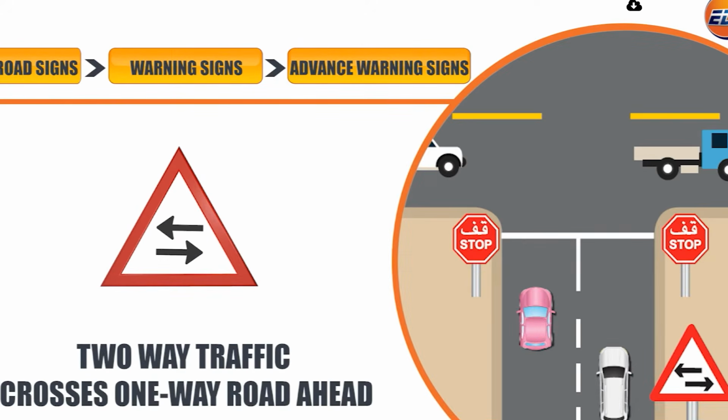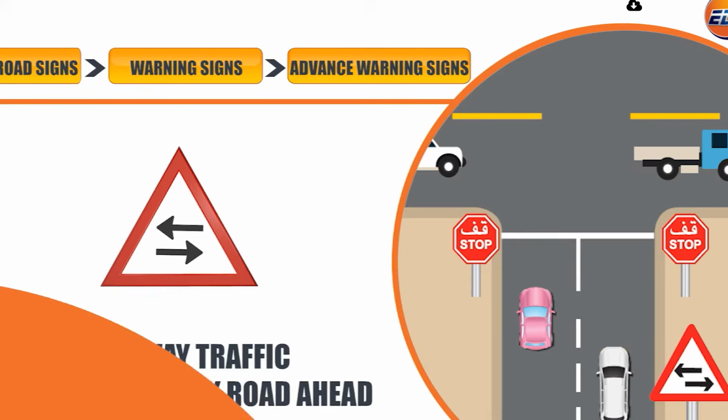Two-way traffic crosses one-way road ahead. This sign means that two-way traffic is crossing a one-way road ahead. This sign is found on one-way roads which warn that this road will terminate at a road where the traffic is moving in both directions, that is, a two-way road. Motorists must be prepared for the traffic approaching from both directions and positioned properly to turn either left or right.